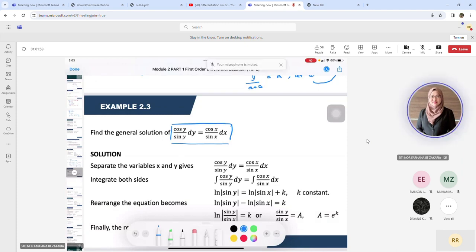Anis, this equation is separable or not? Separable. Why? Because the y. Because the y. How about the x? Yeah, understand. Okay, so you understand.